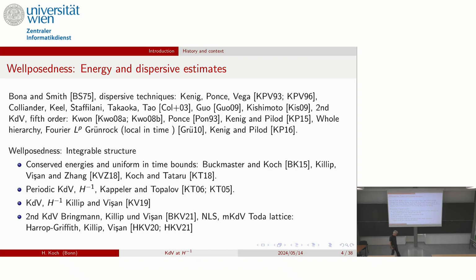There's certainly less on the fifth order equation and a little bit of analysis on the whole hierarchy. Work by Axel Grünrock showed that if you insist on a perturbative approach, then the conditions on the initial data have to be quite restrictive.